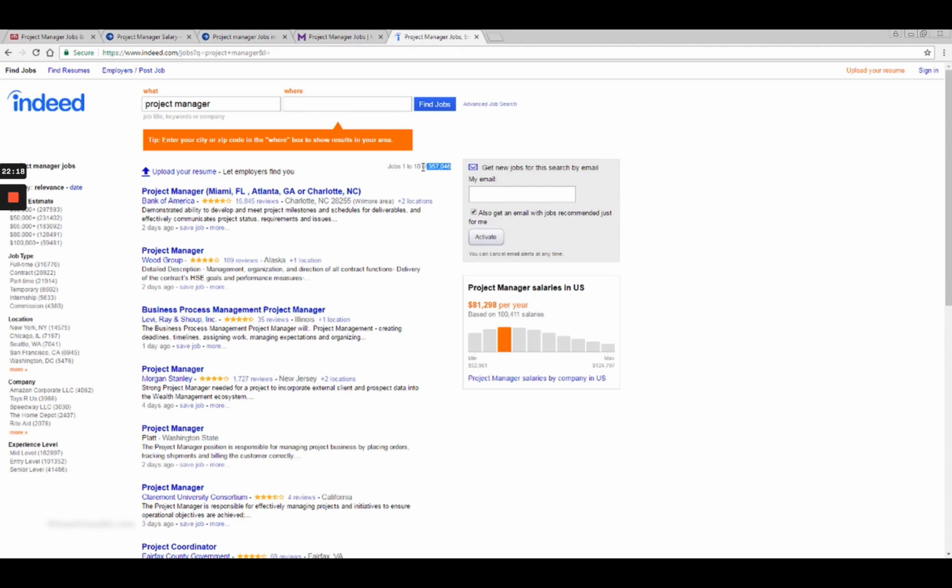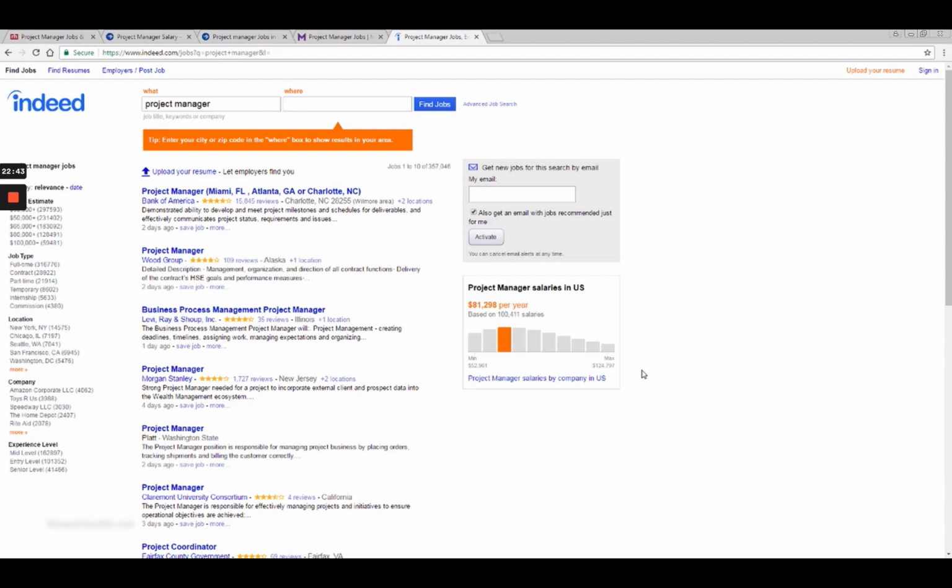And look at this. Project manager salaries in the US. It says here 81,000 per year. They have here a minimum of 52,000 and a max of 124,000. Again, I don't think this bracket is accurate because I have seen a lot of project manager ads in the US for 150, 160, even 200,000. So it just really depends on a lot of things.